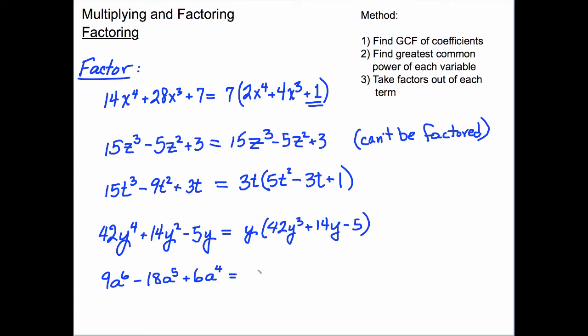And then this last one has 3 as a common numeric factor, a to the fourth as a common variable factor. So this would be 3a squared minus 3 times 6 is 18, and a to the fourth times a is a to the fifth, plus 6a to the fourth, so that's 2.